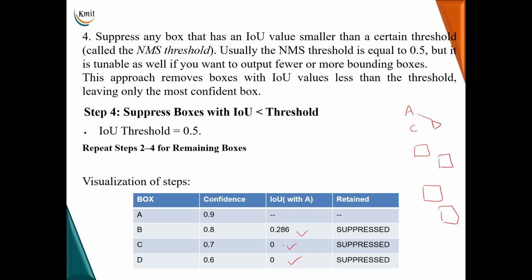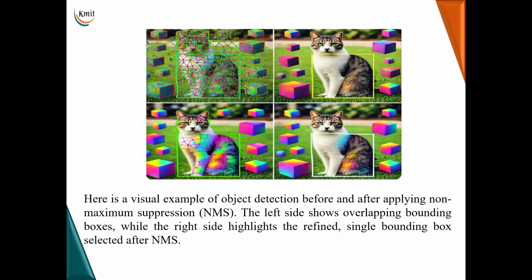Now what you do here is compare these IOU values and suppress the boxes with IOU less than the threshold. So what was our threshold? 0.5. All these IOUs are less than 0.5, so all these boxes will be suppressed and you will be left with only one bounding box, A, with confidence score of 90%. So these are the steps involved in non-maximum suppression, where the number of bounding boxes is reduced to only 1. This is the visual representation where n number of bounding boxes got reduced to a single one using non-maximum suppression.